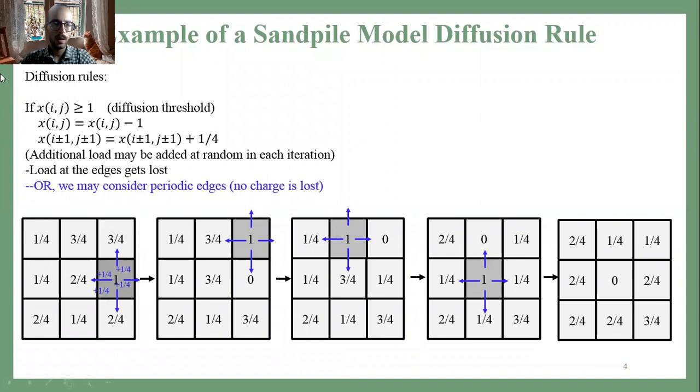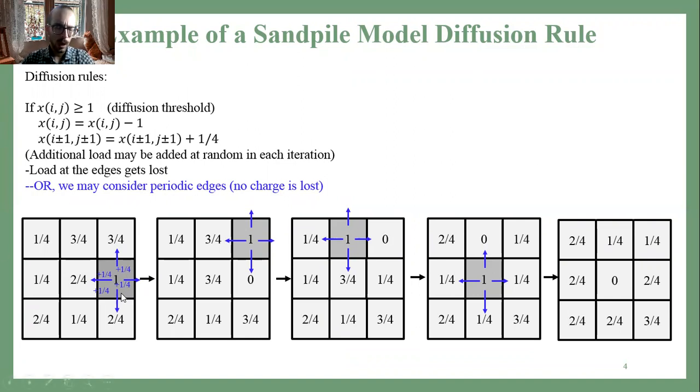See, for example, if we set a diffusion threshold to 1, let's say this cell becomes active. Its charge of 1 gets distributed on the top, bottom, left, and right cells. So we have plus 0.25, plus 0.25, plus 0.25, plus 0.25. And of course, the right one gets lost because it is on the edge of the grid, but we can change that. We can consider periodic edges, so no charge is lost.